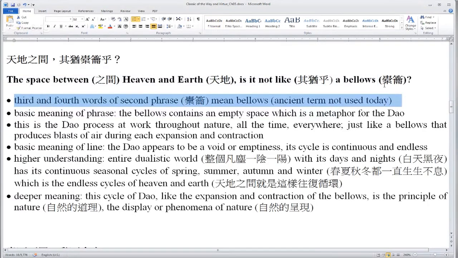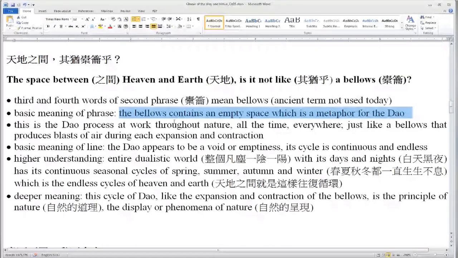This is a rare phrase, because people don't use it today in modern Chinese. 橐籥, I think that's pronounced 橐籥. Today's people would say 风箱, which literally means wind box. Today's people would use that phrase instead. The basic meaning of the phrase is the bellows: it's a contraption with empty space in the middle, in the center, inside it.